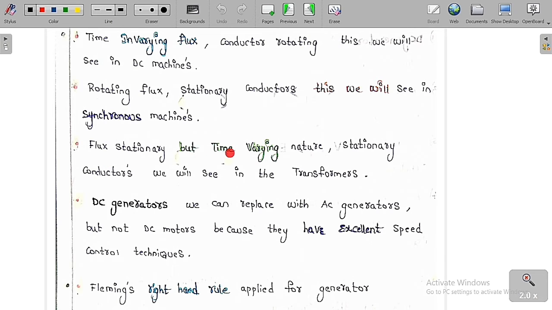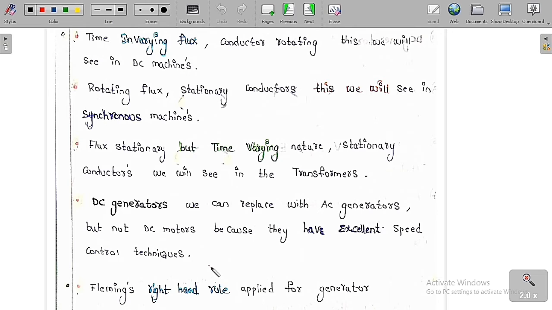Whereas flux that is stationary but time varying in nature, with stationary conductors, we see in the transformers. In the transformers, the conductors are stationary and the flux is also stationary, but it is changing with respect to time. In the earlier cases the flux was changing with respect to space, but here the flux is changing with respect to time. Whatever EMF is induced in the coils is called the statically induced EMF. So when the flux is stationary but time varying, with stationary conductors, we see this in the transformers.